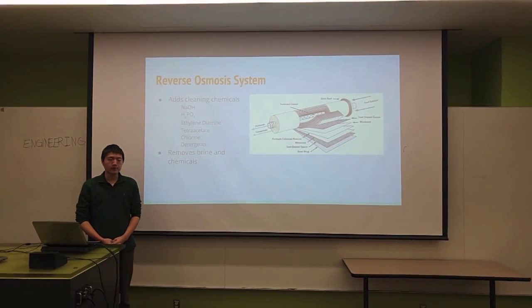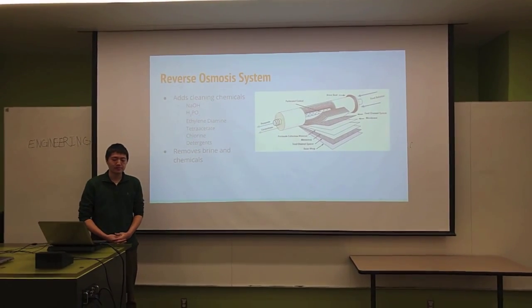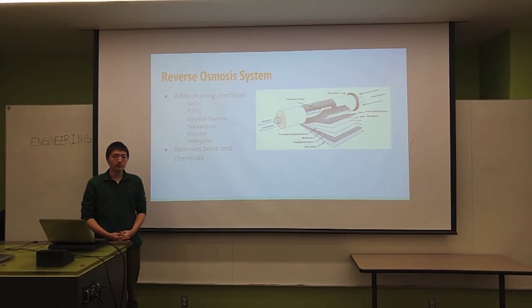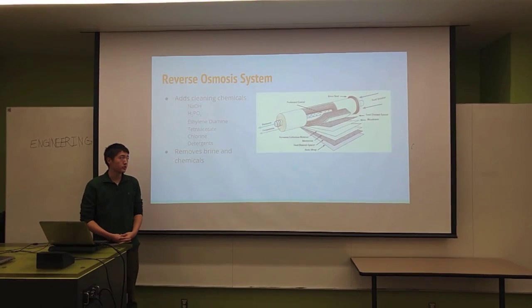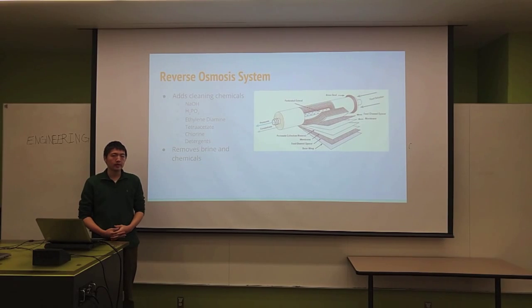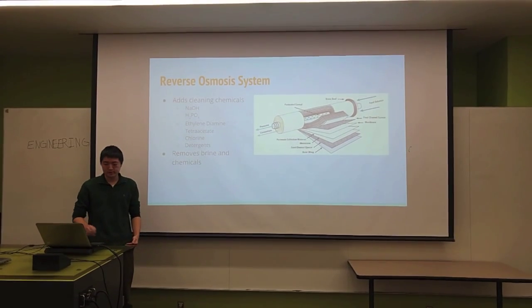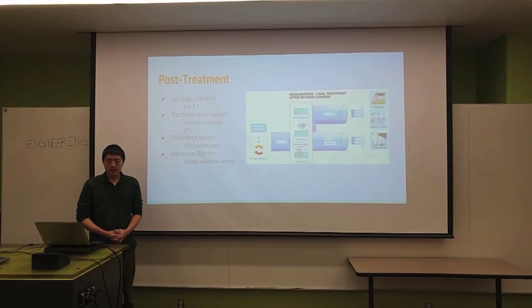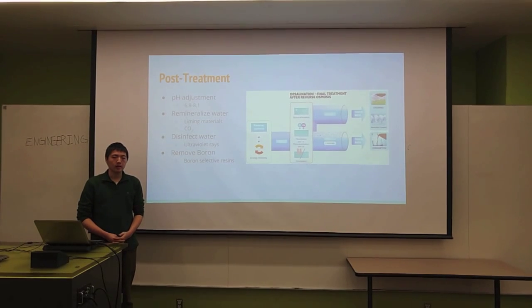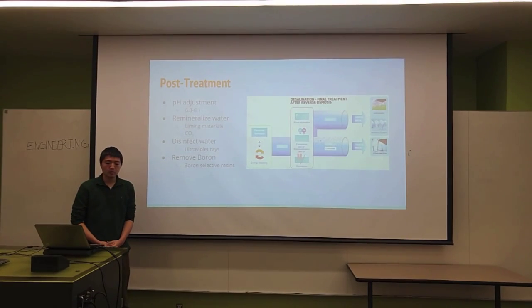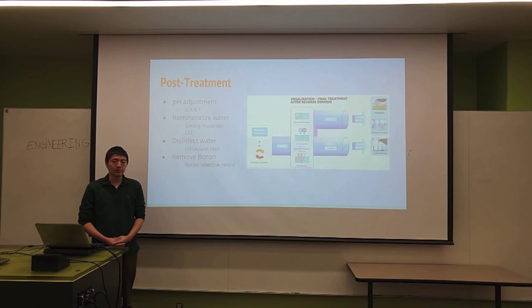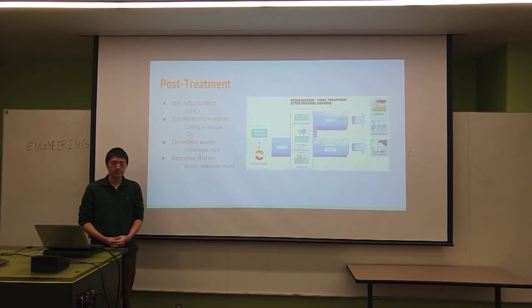And then after the water goes through the reverse osmosis membrane, the pure water will go through the permeate stream and then the brine and the chemicals will go through the concentrate stream. Afterwards, the permeate stream will undergo some post-treatment before it's sent to households.